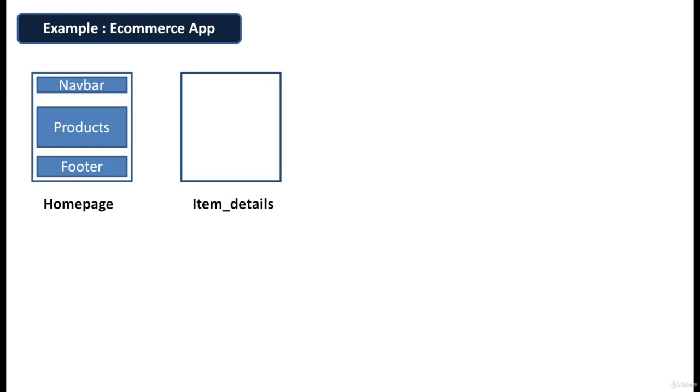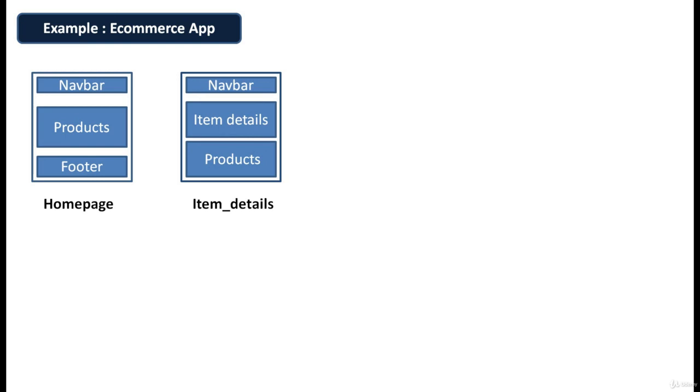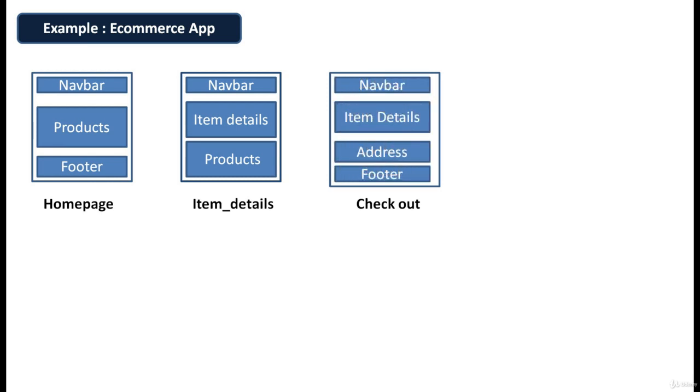In this item details page also we will have a navbar, item details, and at the end we will have products, like similar products related to the selected product. And at the last we will have the checkout page. In this checkout page also we will have a navbar component, an item details component, meaning which item you are going to buy, and we will have the address, and at the end we will have the footer. This is the traditional way of designing the e-commerce application using HTML and JavaScript.